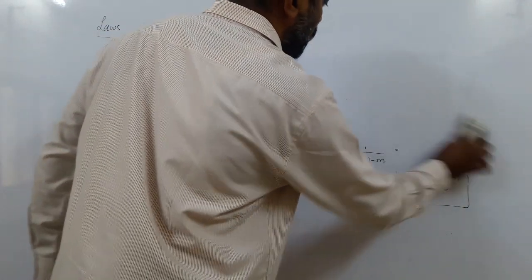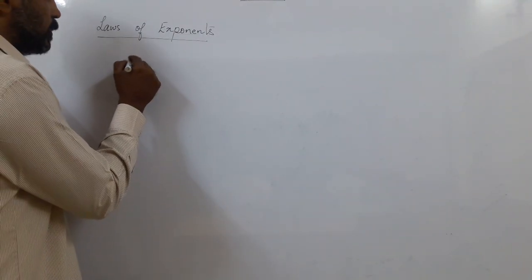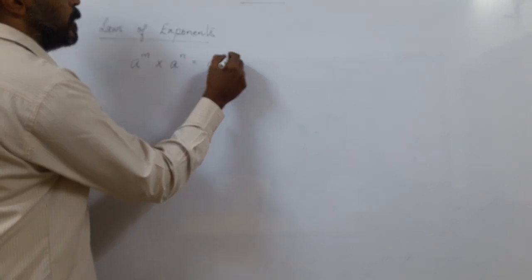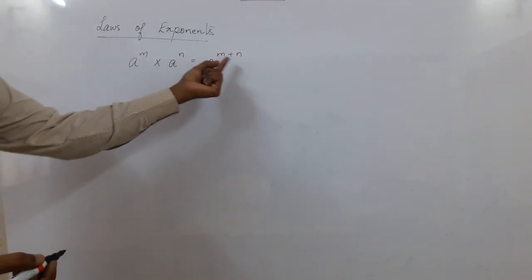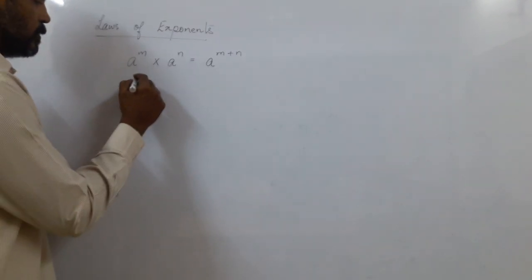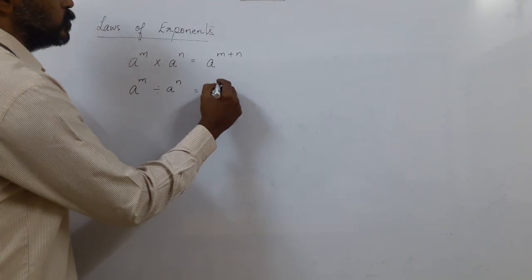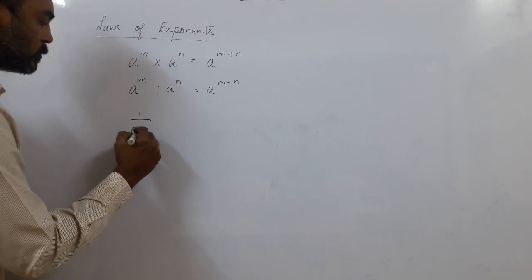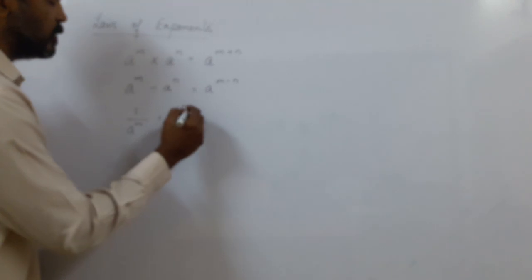So if you want to brief them down, let us brief them down and start writing to make use of it. A raised to m into a raised to n, we got a raised to m plus n. So if the base is the same and you have to multiply them, it is just adding the powers. A raised to m divided by a raised to n is a raised to m minus n. Then we saw 1 upon a raised to n. When the power is in the denominator and goes in the numerator, the sign of the power changes.